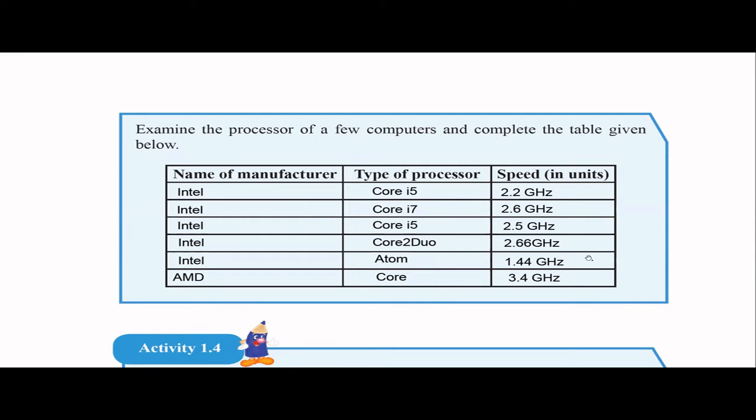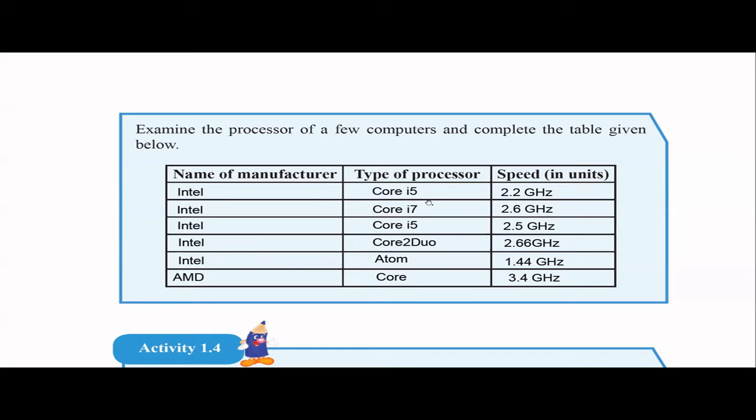These are a few other computer specifications I found when I searched through the internet. You can see the names of manufacturers. Normally the popular ones are Intel and AMD. You can have Core i5, Core i7, Core 2 Duo. These are ones we are not using very much now, like Atom, Core. Speed is always measured in gigahertz. So you can see different types of speeds.